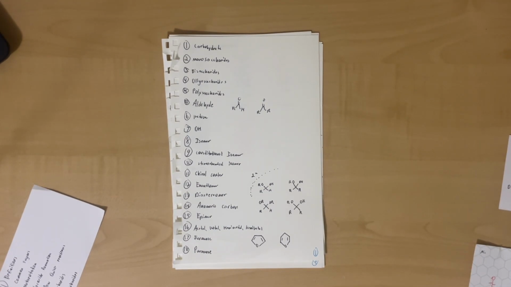It's important because the anomeric carbon is what will form the glycosidic bonds with an aglyconic component to make a glycoside. We'll talk about that in a few moments. 15th is an epimer. An epimer is just two diastereomers that differ in only one place, or only one chiral center. Otherwise, they're the exact same.